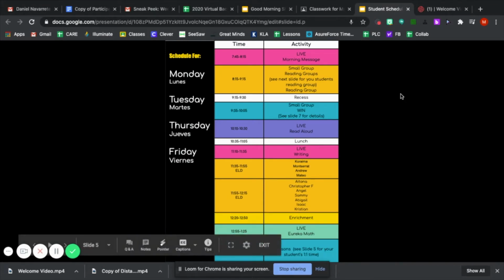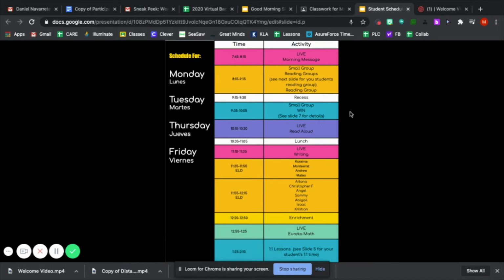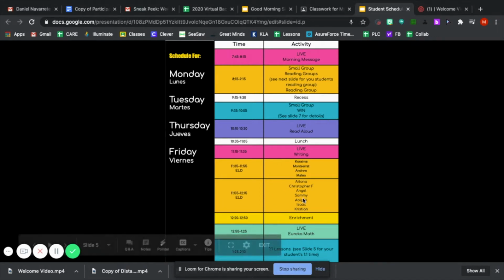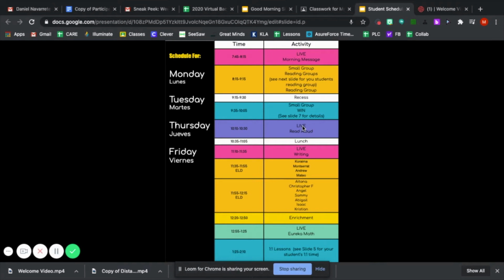Here we have our regular day schedule with school starting at 7:45 and going all the way till 2:10. In the morning, we have live full class meetings and small groups with recess. Throughout the day, you'll also see WIN groups and ELD groups. For our small groups, like WIN and our small reading groups, you can see later in the slide for more information about when your student should be in class and when they should be working independently.